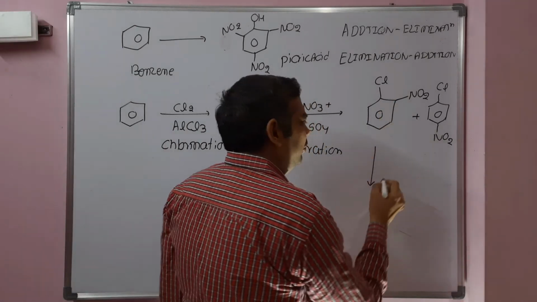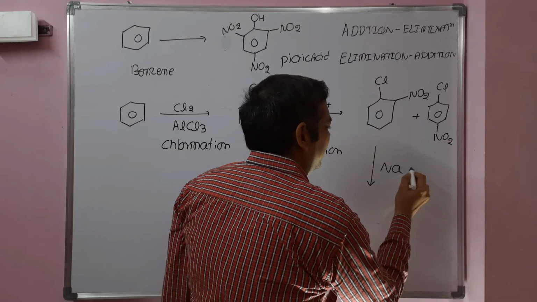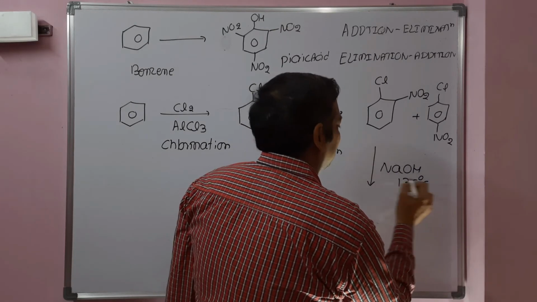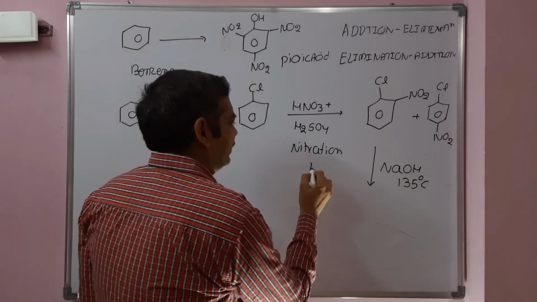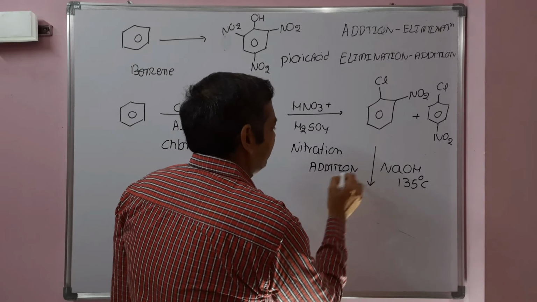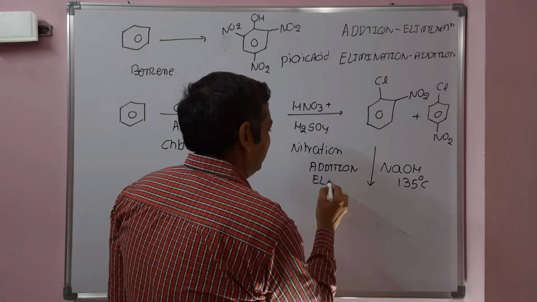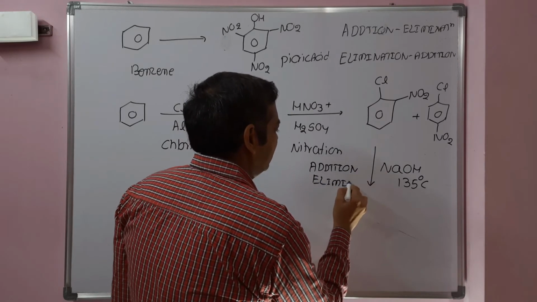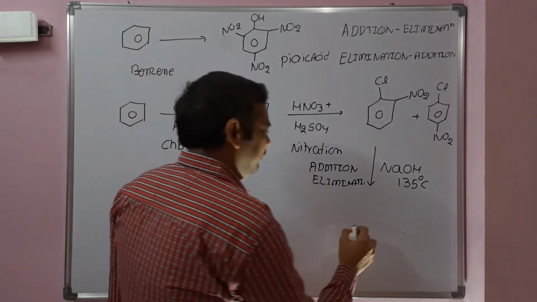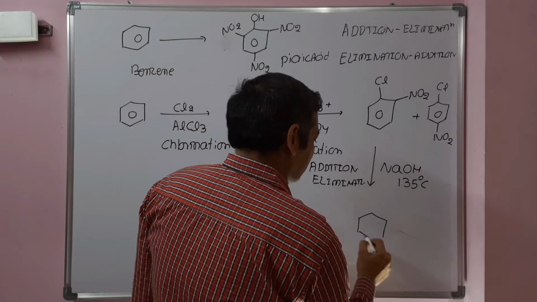2-nitrochlorobenzene reacts with sodium hydroxide at 135 degrees centigrade. This is the addition elimination mechanism. Regarding the mechanism, you can check my previous video. By using the addition elimination mechanism, we will get 2-nitrophenol.